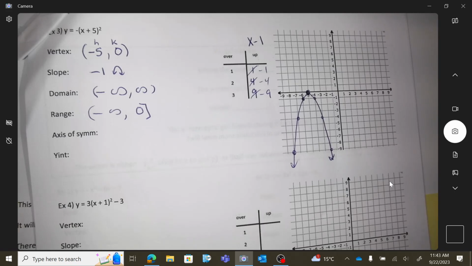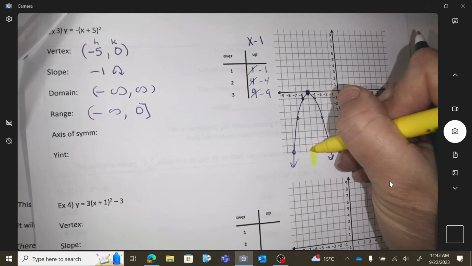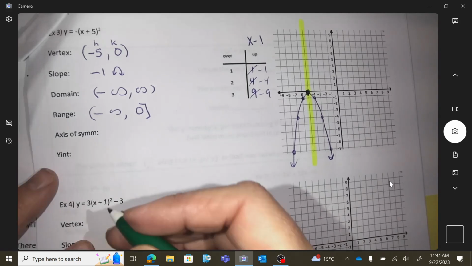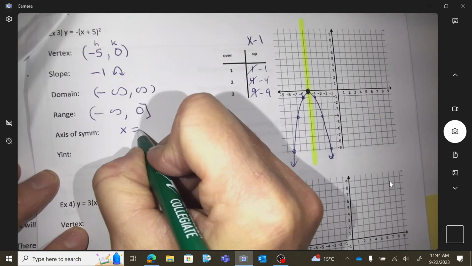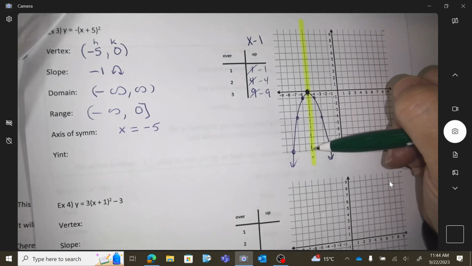Now I'm going to cut it in half. That's the axis of symmetry. So if I could cut it in half, I would cut it right through here like that. So everywhere I'm touching on that line, there is the same x value of -5. I'm going through x equals -5 here, everywhere.